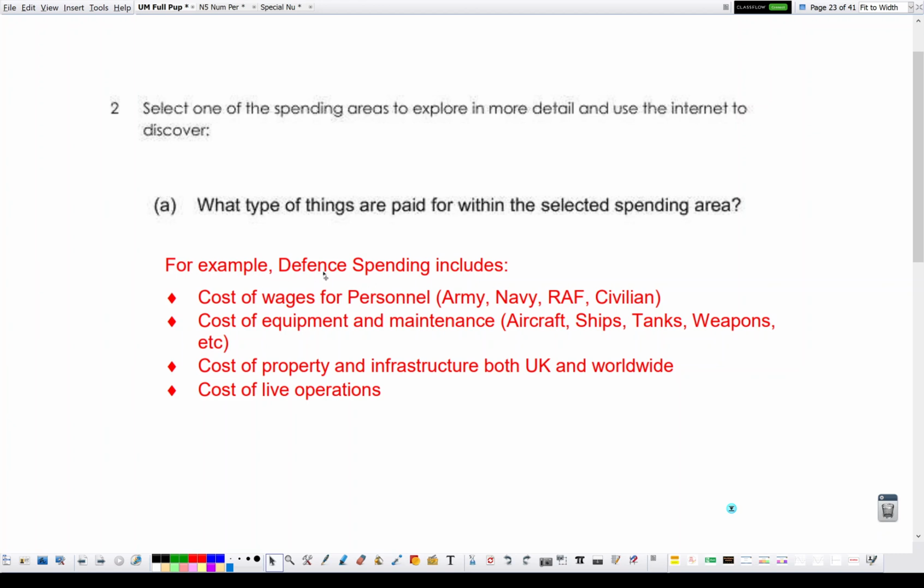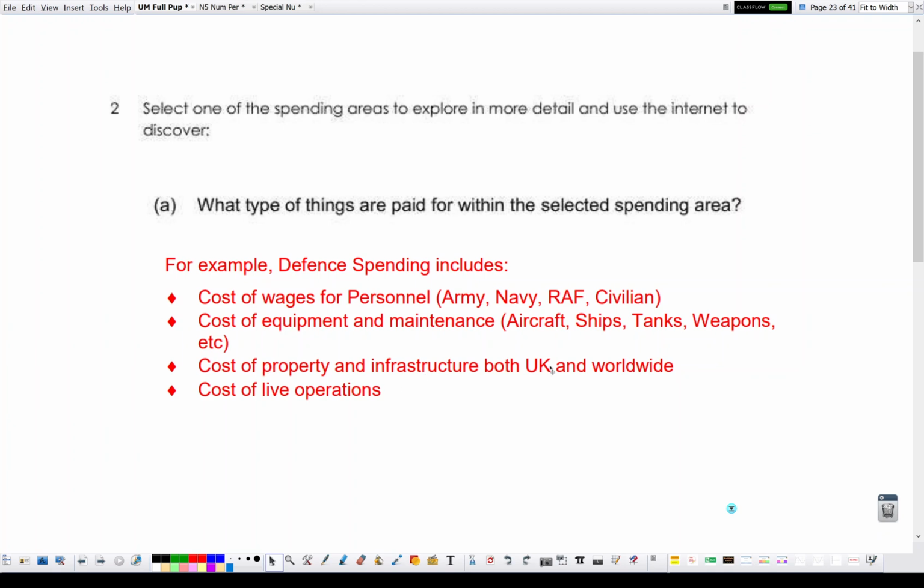You might have chosen one of the other ones, but if you wanted to look at defence, here are the things that it includes. So it's the cost of wages, obviously the wages for people that work in defence, so Army, Navy, RAF, civilian, etc. There's the cost of equipment and maintenance, so obviously all of the aircraft, ships, tanks, weapons, etc. So there's all of that to pay for.